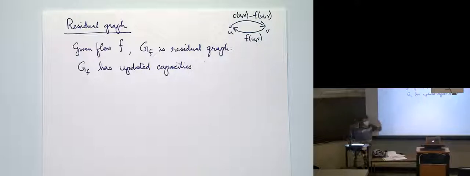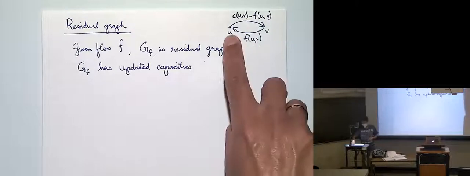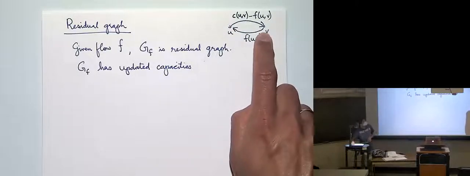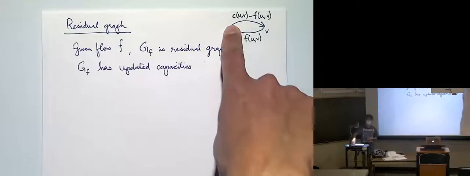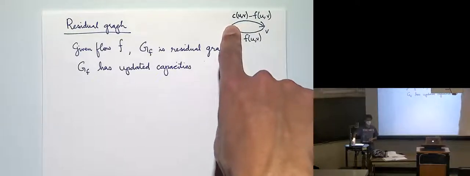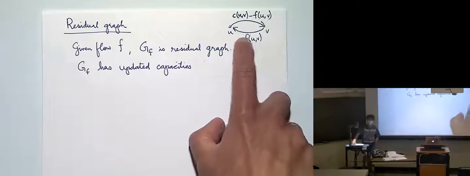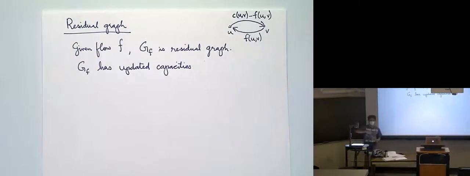So the first step is kind of obvious. Because you're saying, well, you sent FUV units of flow from U to V, so obviously you reduce. But the opposite, which says, actually, if you put a back edge, and you're actually now allowed to send FUV units of flow from V to U. Because what that would mean is it would really cancel out the flow that you were sending. Okay?